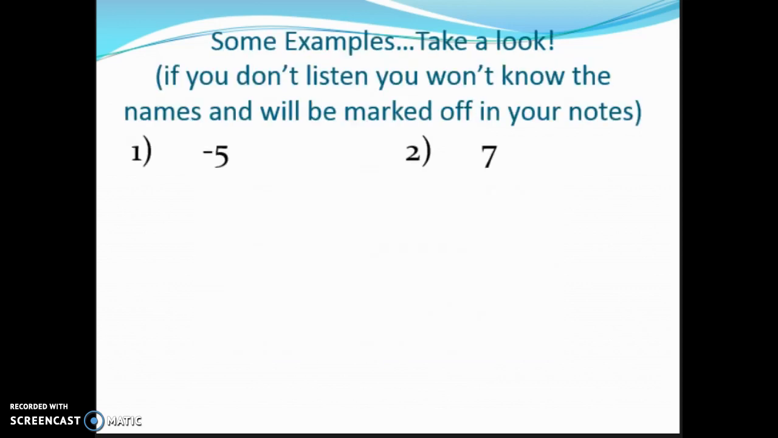Okay, so let's look at some examples. Also, if you don't listen, if you don't turn on your sound right now, you won't know the names and you'll be marked off in your notes, okay?